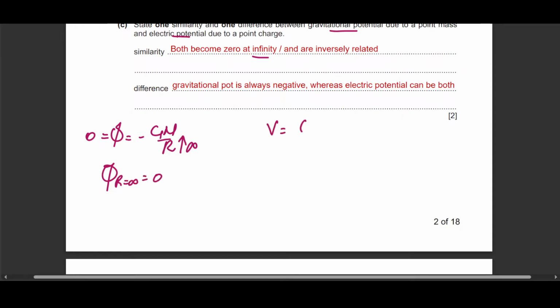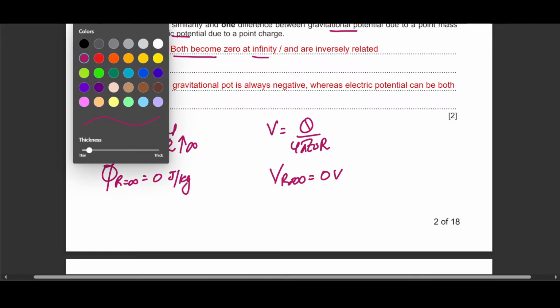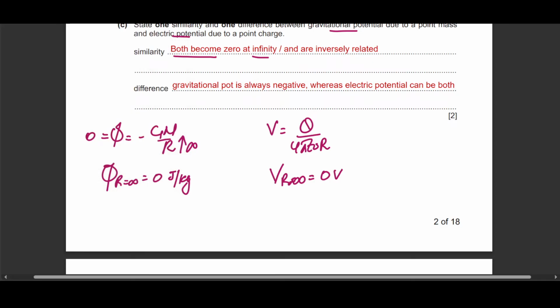Also, the formula for potential is Q divided by 4 pi epsilon naught r. So even in this one, we can see that potential, or the V at r equals infinity, becomes 0 volts. This becomes 0 joules per kg, right? So this was the first similarity, that they become 0 at infinity and are inversely related. We can also see that phi is inversely related to r and potential is also inversely related to r. So V is inversely proportional to r and phi is inversely proportional to r, right? So we have justified these 2 points.